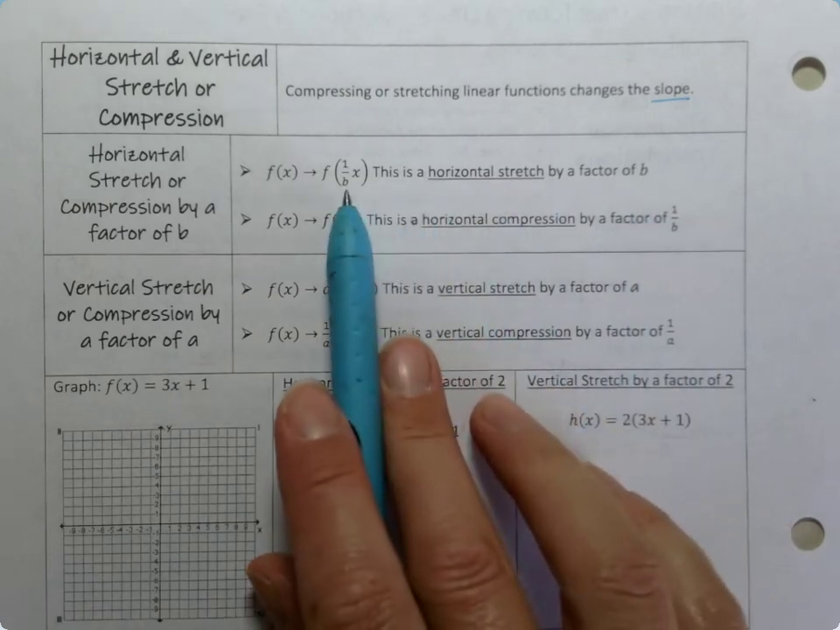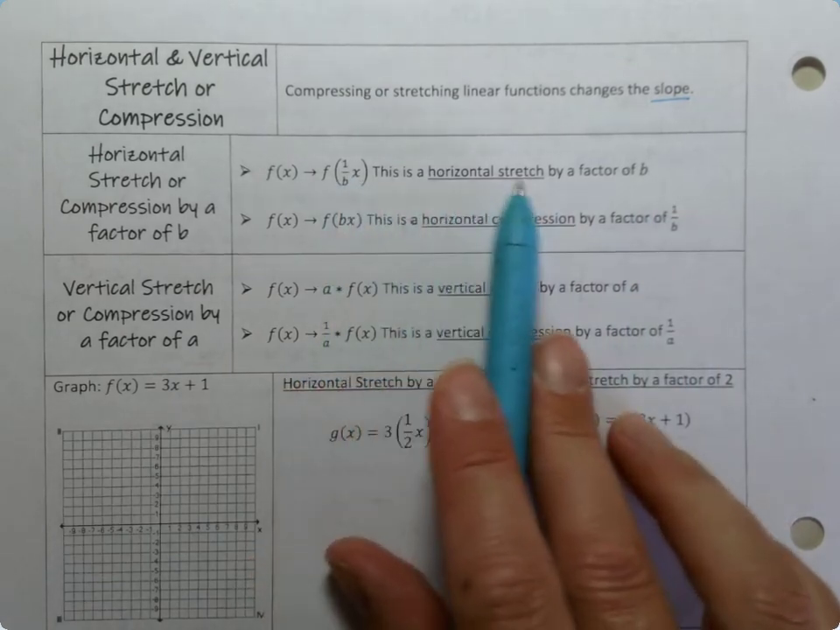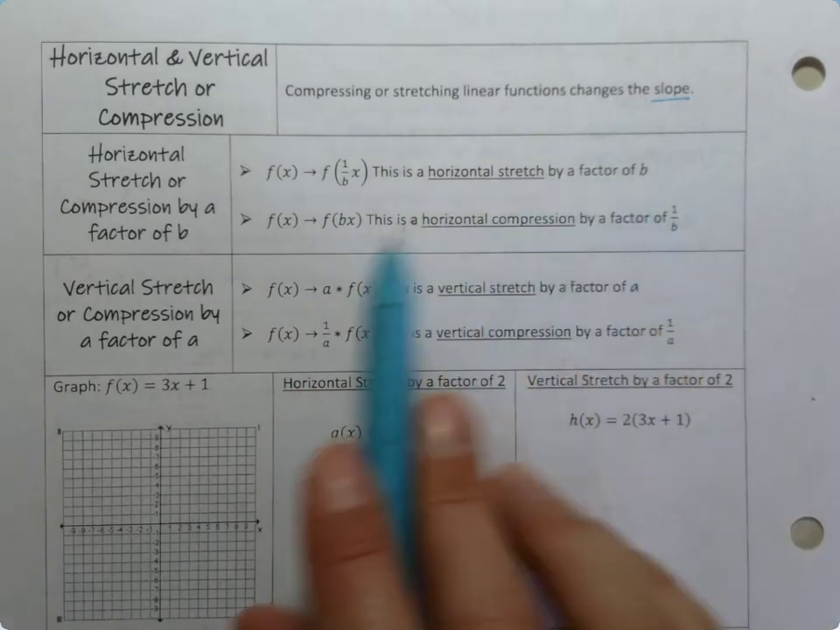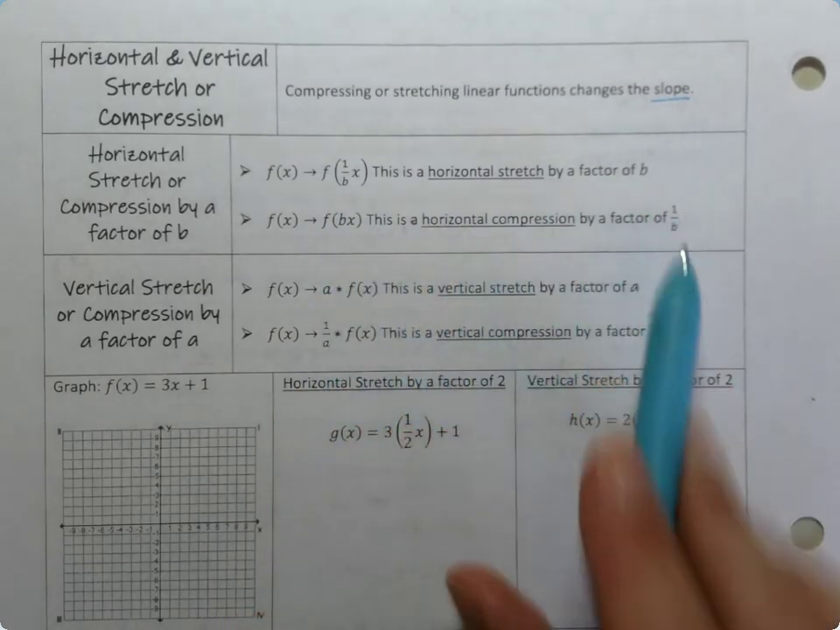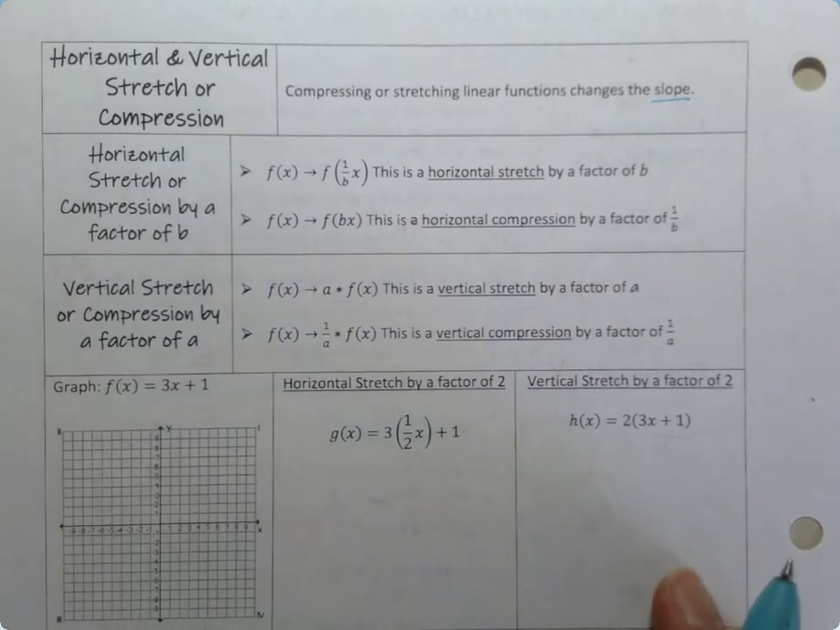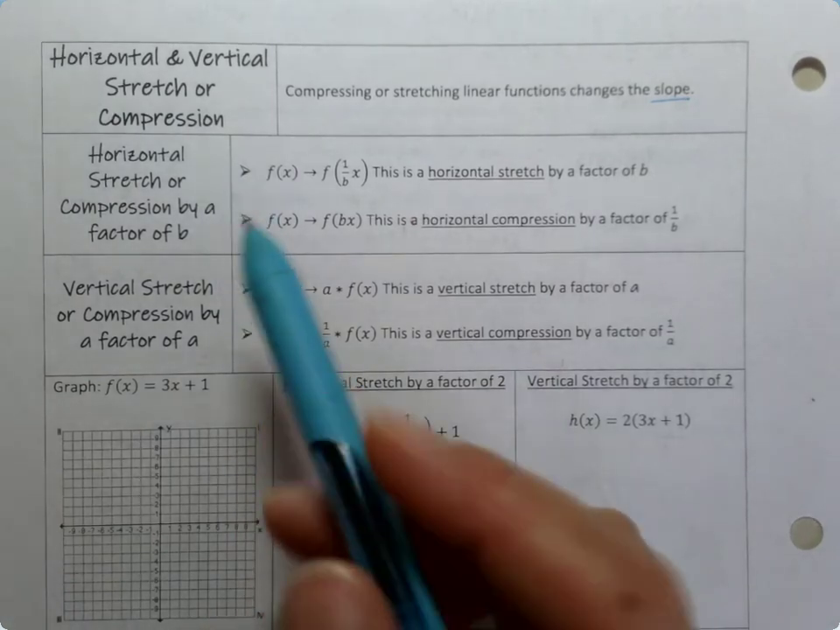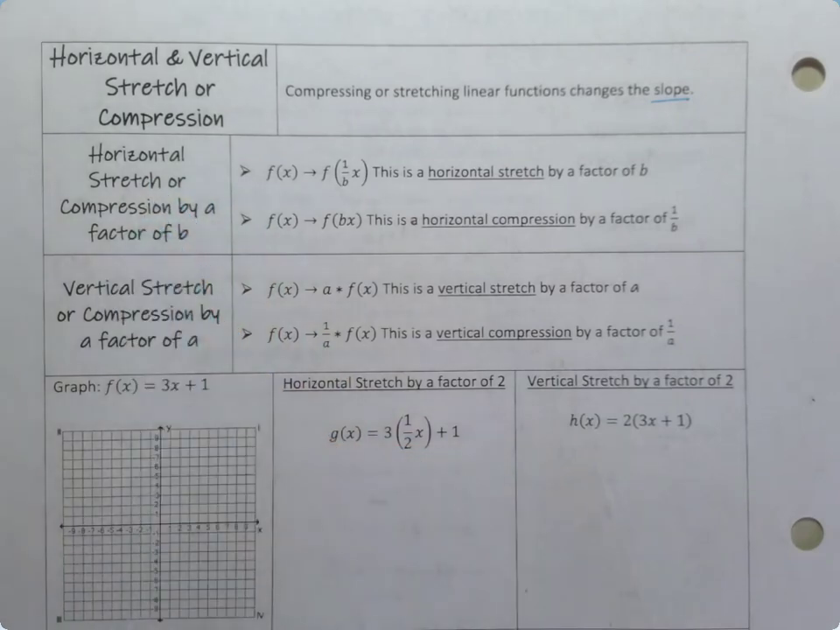Now, look at the reverse. 1 over bx is a horizontal stretch by b, and bx is a horizontal compression by the factor of 1 over b. So it can get a little confusing with these rules. So this is a horizontal stretch or compression.